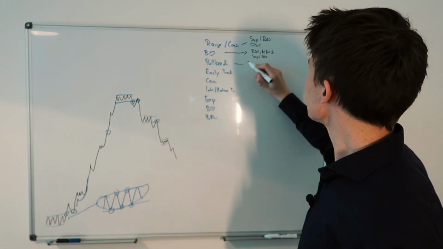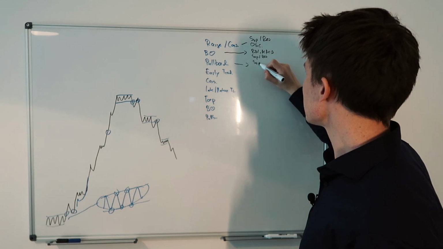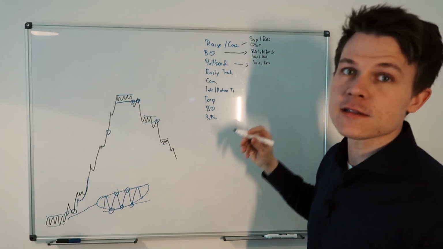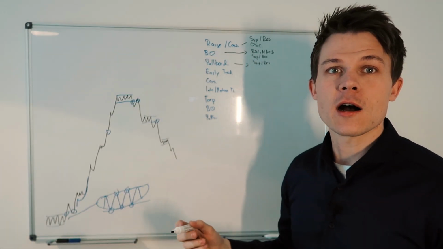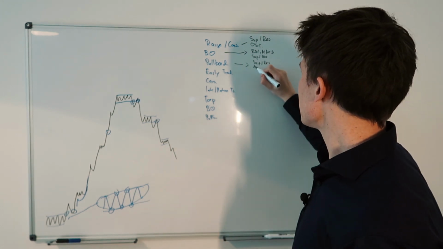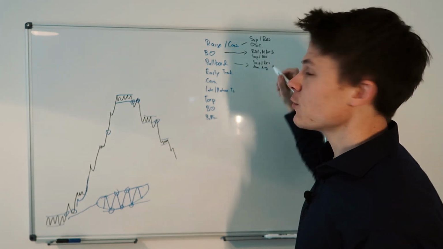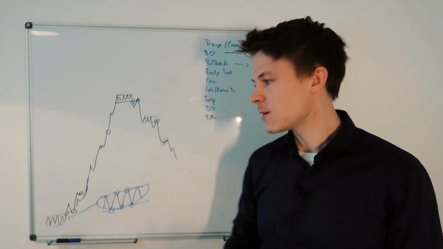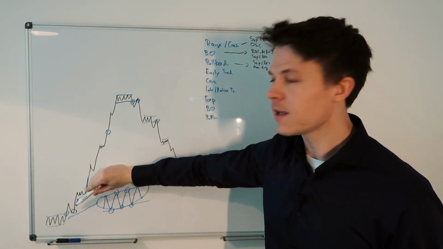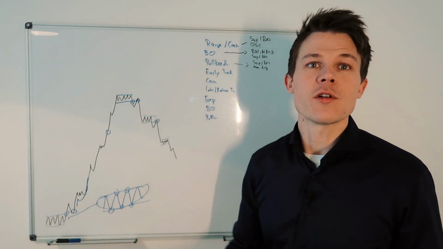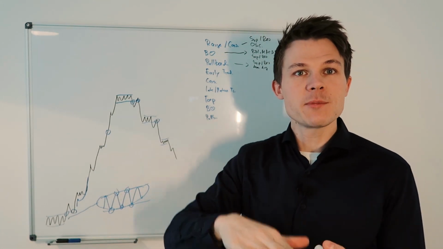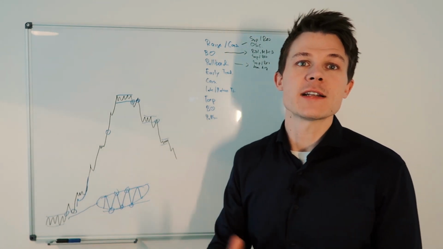Then we have a pullback. Pullbacks are usually used as well. You can use support and resistance. You can also use moving averages. Many people who trade moving averages use the famous moving averages. They wait until price comes back into such a moving average on the way up or on the way down, then they buy the dip, they buy the pullback, and they try to get into a trade.